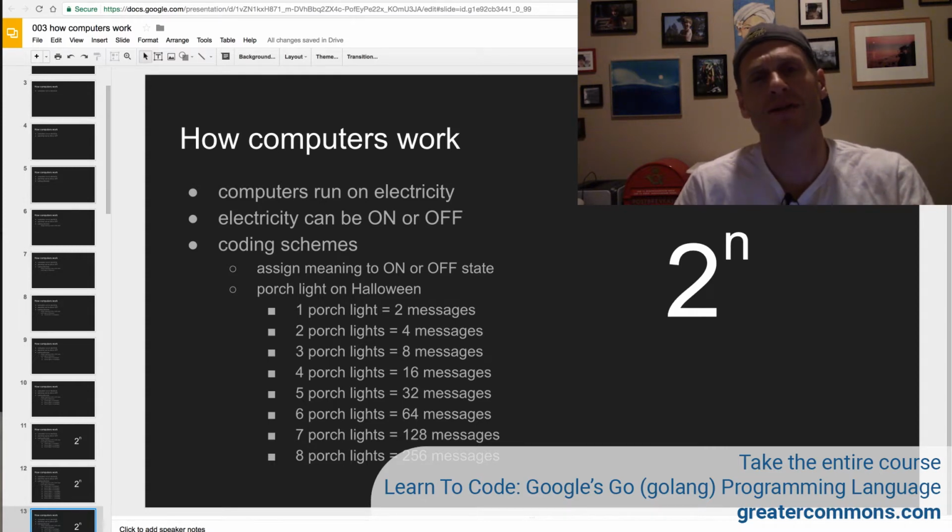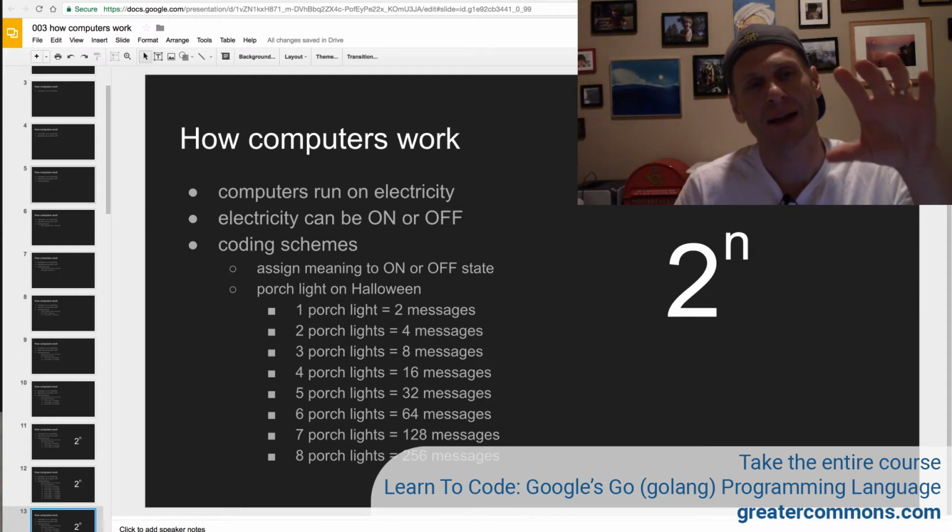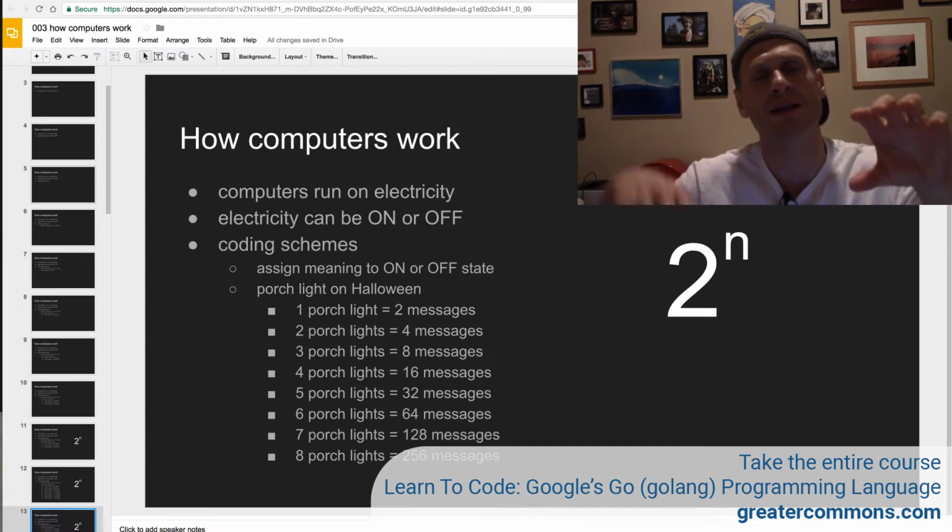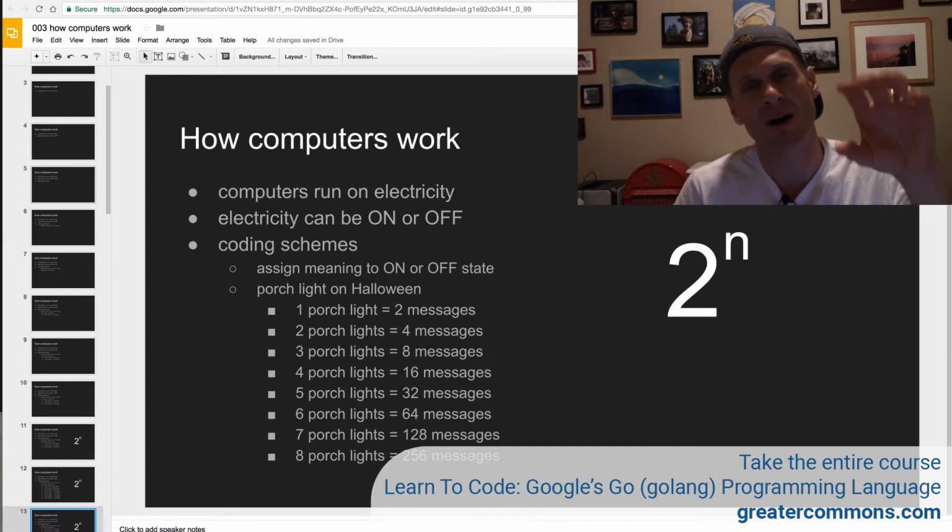If you're just learning this, pause this video and say back to yourself everything you just learned. What you should have said is that computers run on electricity. Electricity can be on or off, and based upon the state of a circuit, one porch light in the Halloween example, we can associate a coding scheme with the states of on or off. If it's on, come trick or treat. If it's off, go away.